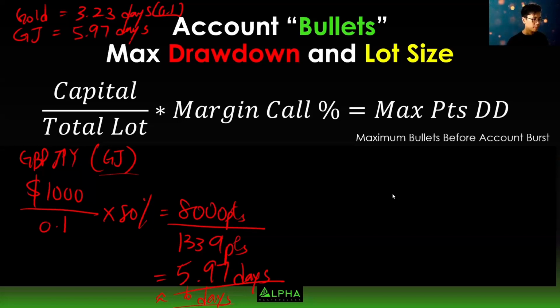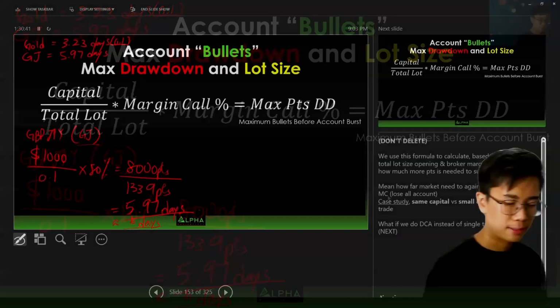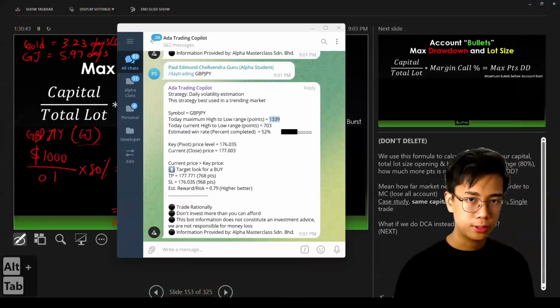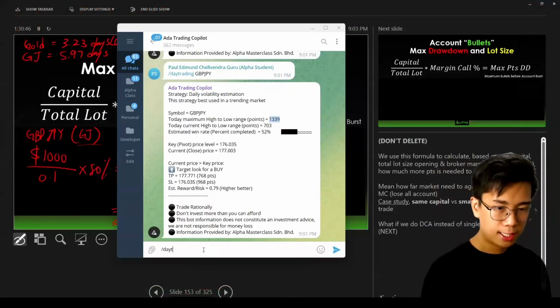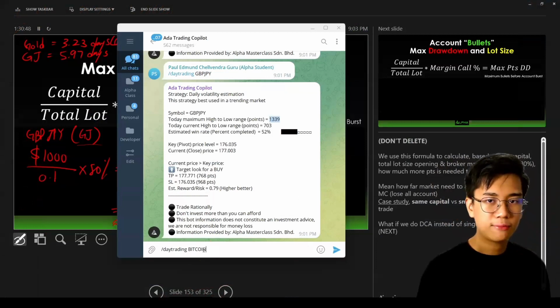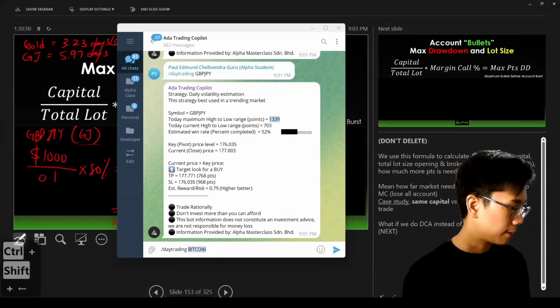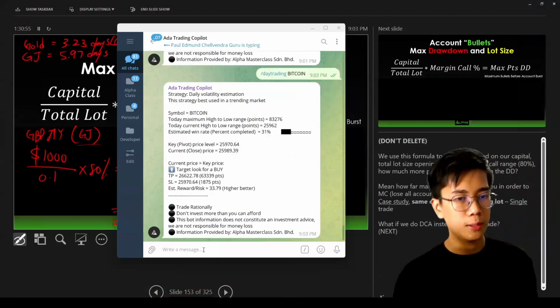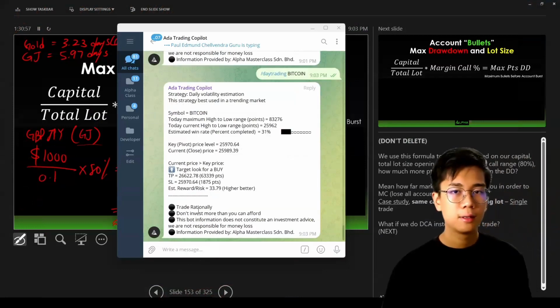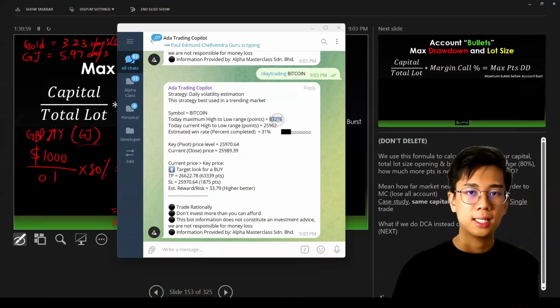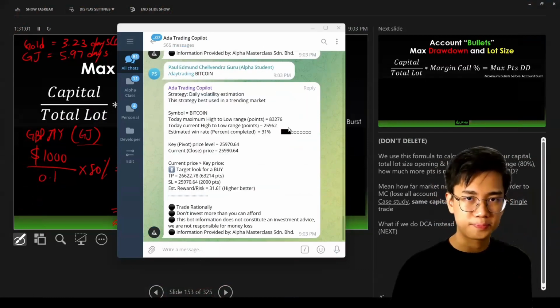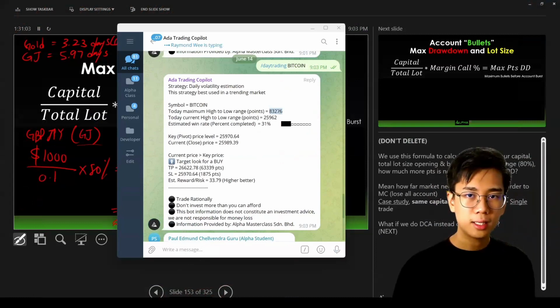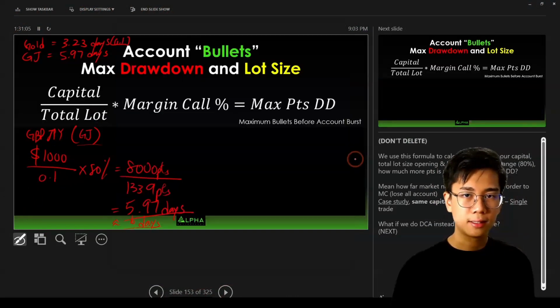First come, first served. Next one is Bitcoin. Same thing, you can type in slash day trading. For Bitcoin, I usually type the whole word Bitcoin for capital. Then you click and wait a bit. So for cryptocurrency it is 83276. So we go back.